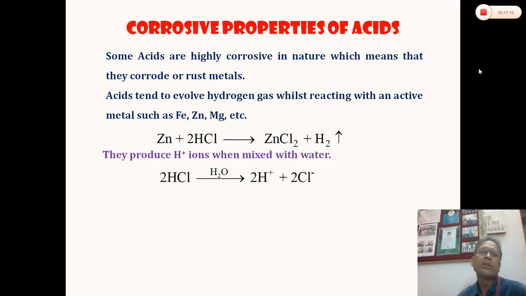Some acids are highly corrosive in nature, which means that they corrode or rust metals, particularly those metals which are highly active. Acids tend to evolve hydrogen gas whilst reacting with an active metal such as iron, zinc, magnesium that we are using in daily life. They produce H+ ions, as I have shown here. For example, when acid comes in contact with zinc metal, it converts into zinc chloride with liberation of hydrogen gas, and this zinc chloride is soluble in water, and that is responsible for the corrosion of zinc.